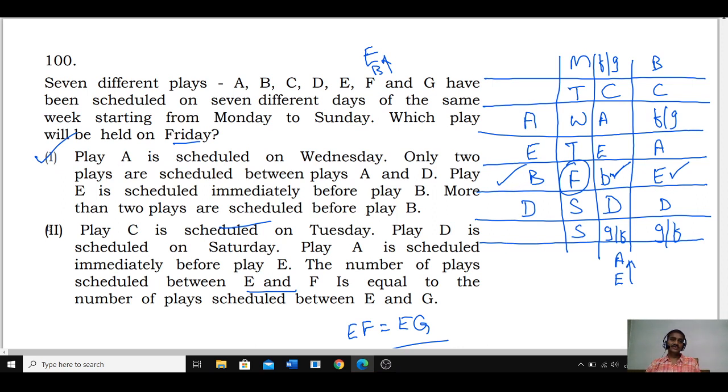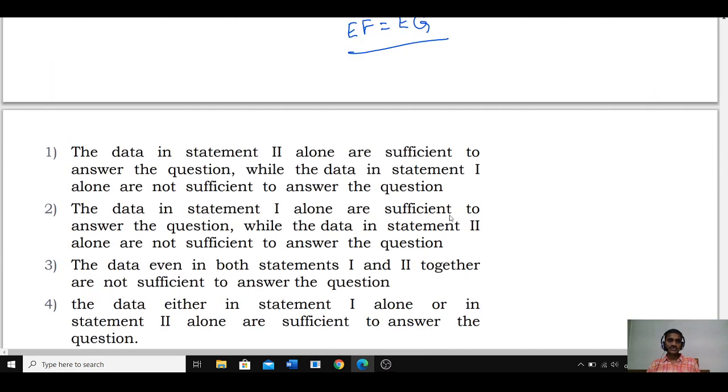Hence 1 alone is sufficient, 2 alone is not sufficient. Only 1 alone, and it is given in which choice? Choice 2 is the answer. Hence question number 100, it is choice 2. Clear?